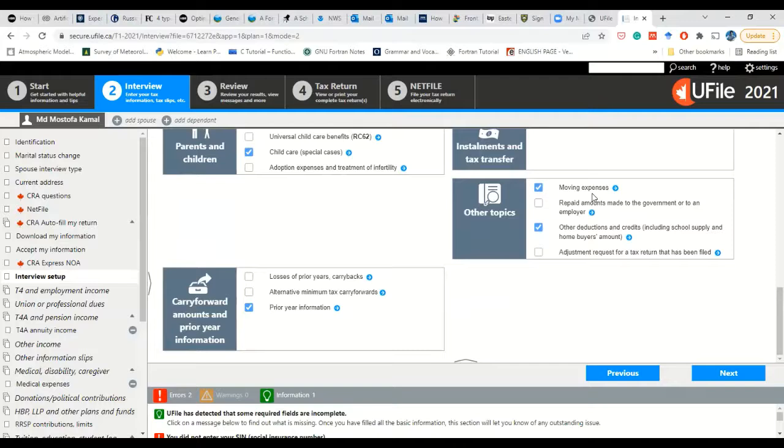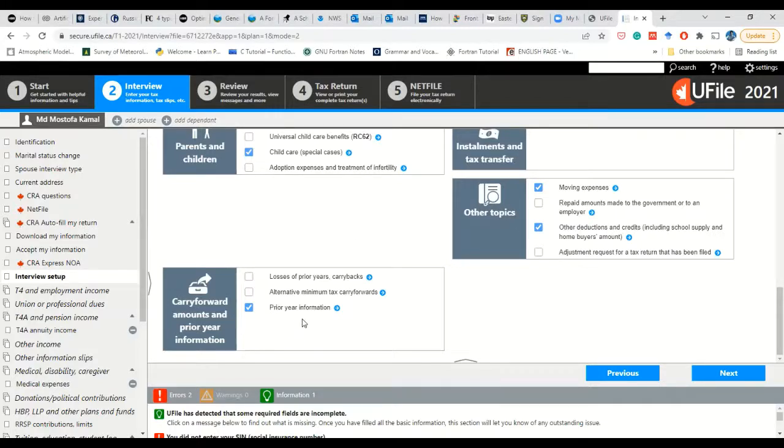And so the rule is that if you are moving to a place close to your school, which is more than 100 kilometers, then definitely you can claim these moving expenses. Under this moving expenses form, you will get an option for which place you used to live and now where you are moving. So from and to. In this moving expenses form you can claim it, and then again say other deductions, credits, school supplies, and all those things.